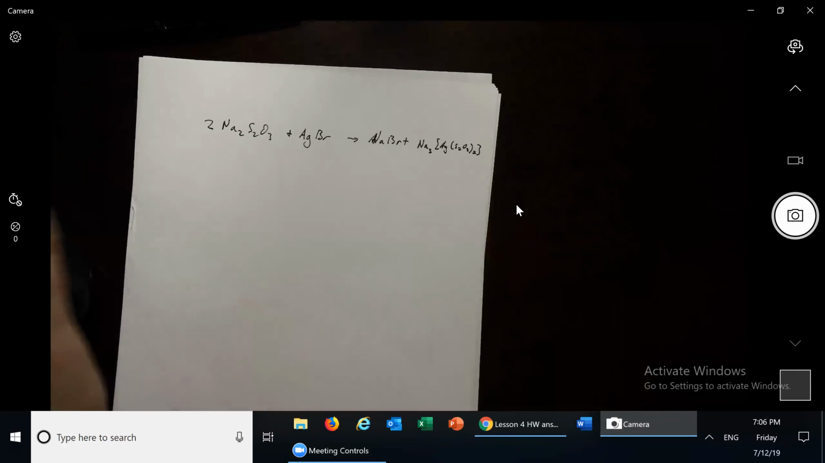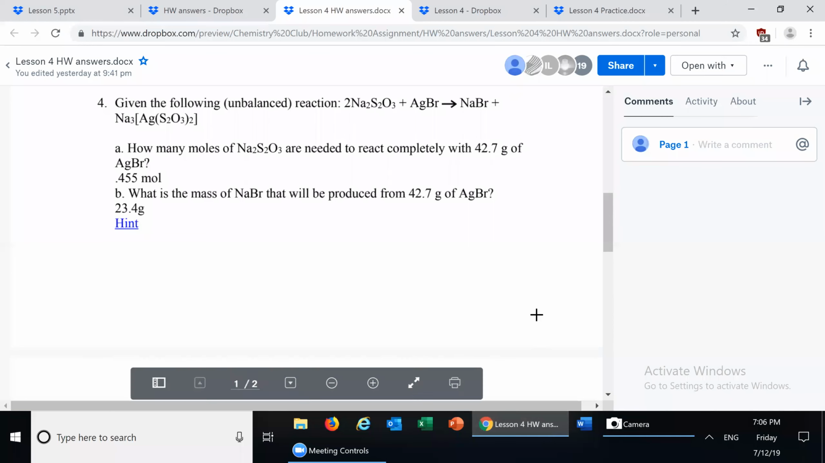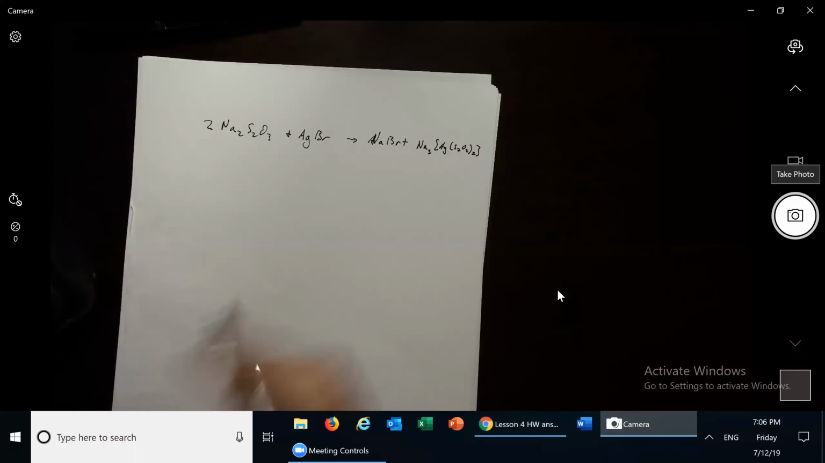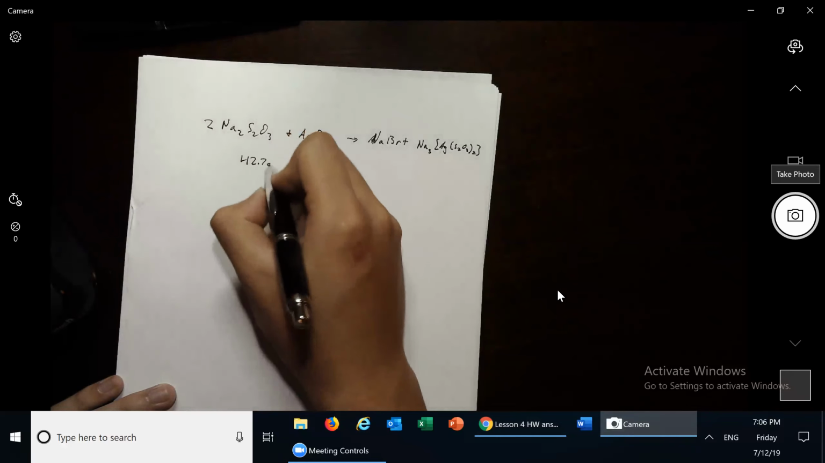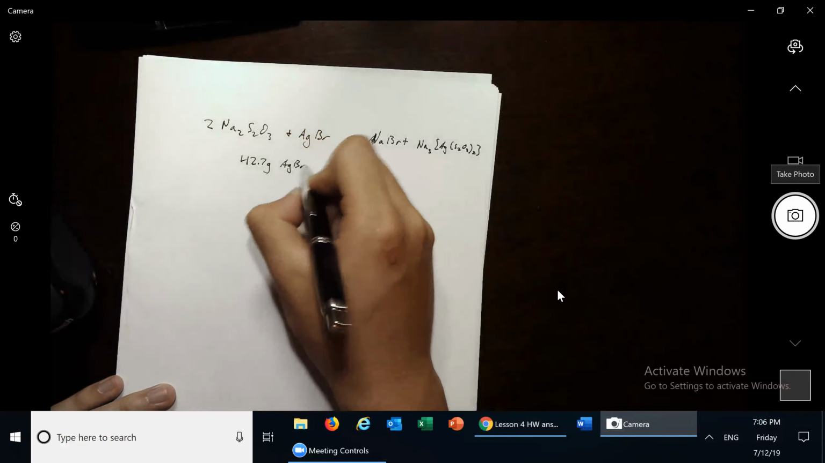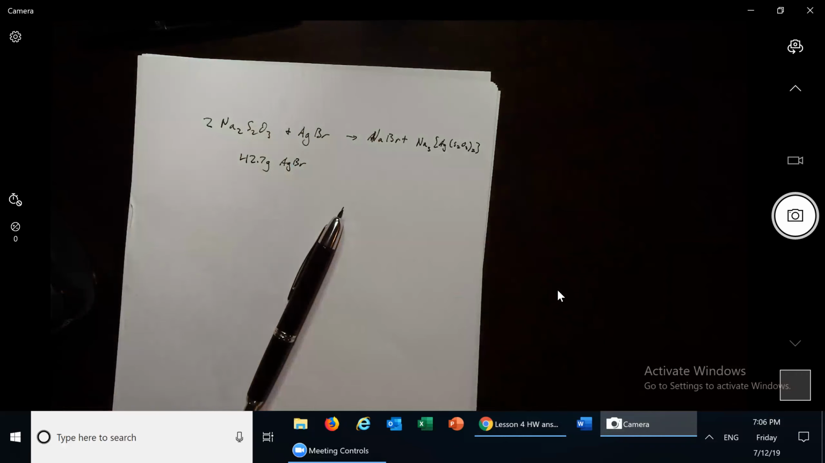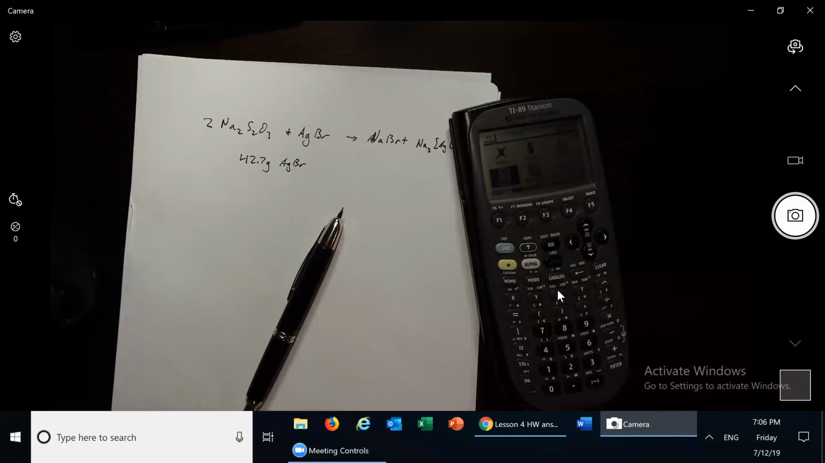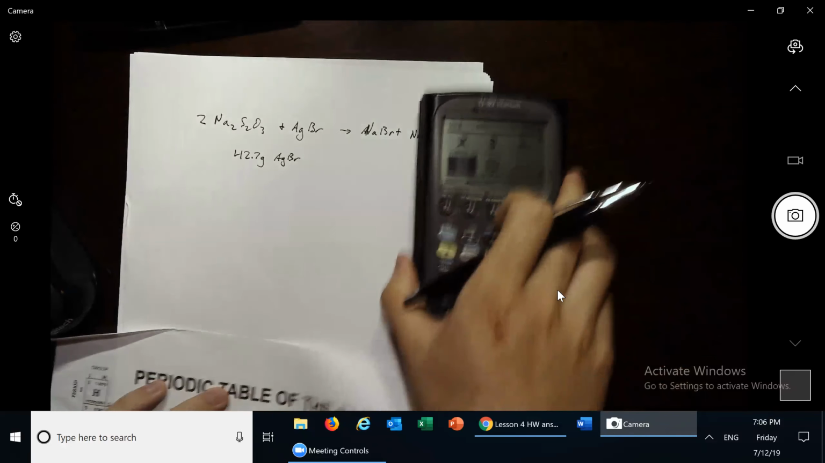So what was the question again? Let's see. How many moles are needed to react completely with 42.7 grams of AgBr? Okay, so 42.7. Oh, my bad. Let me get my calculator. Okay, so the first step we need to do is to determine the molar mass of silver bromide.